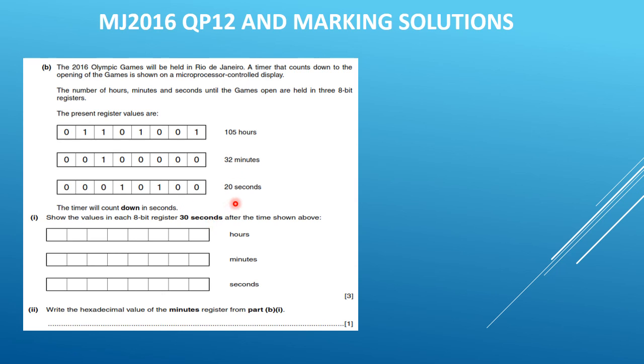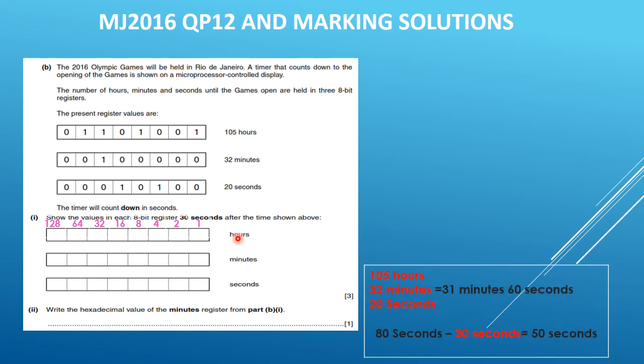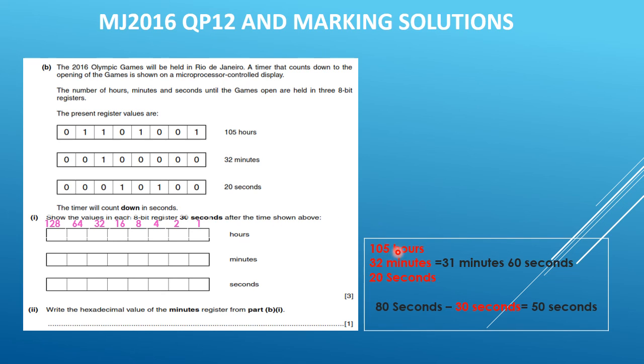But 30 seconds cannot be subtracted from 20 seconds. So we know that to get the binary values of the hours, minutes and seconds, we use binary notation or the expansion method. But let's do the working first. We were given 105 hours, 32 minutes and 20 seconds. We need to count down 30 seconds. So to subtract 30 from 20 doesn't make sense.